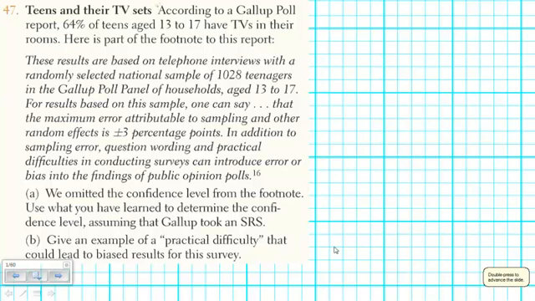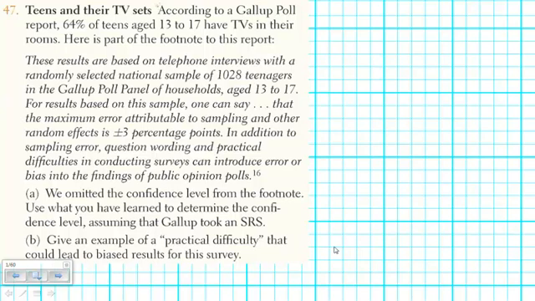Okay, here's problem number 47. According to a Gallup poll, 64% of teens ages 13 to 17 have TVs in their rooms. Here's a footnote. The results are based on a telephone interview with a randomly selected national sample of 1,028 teenagers.